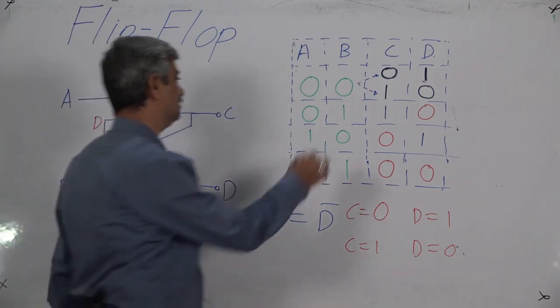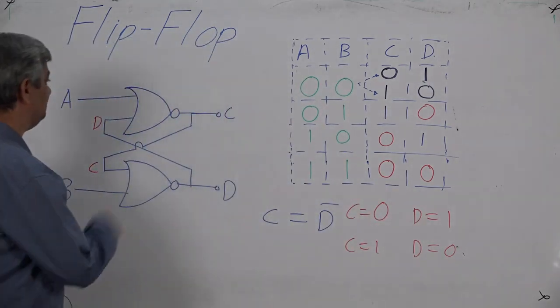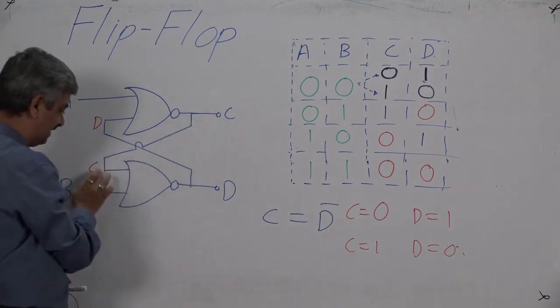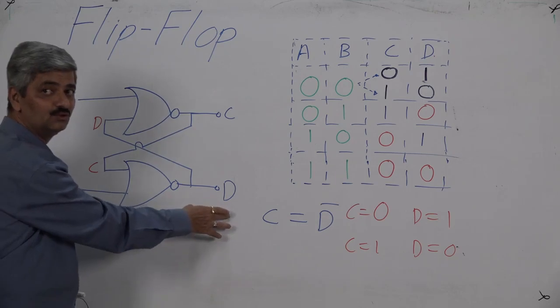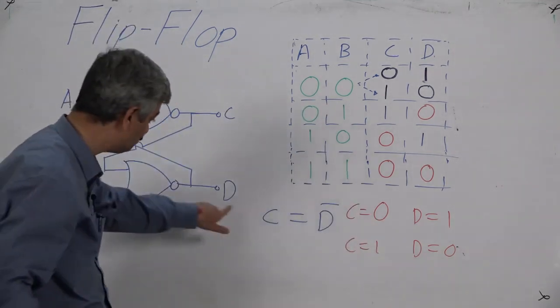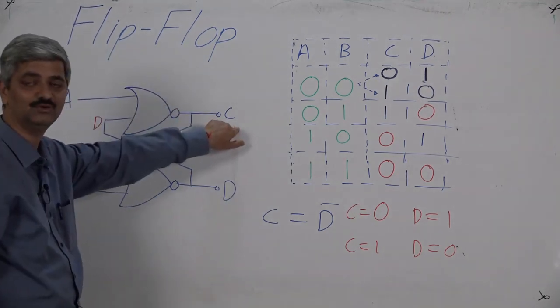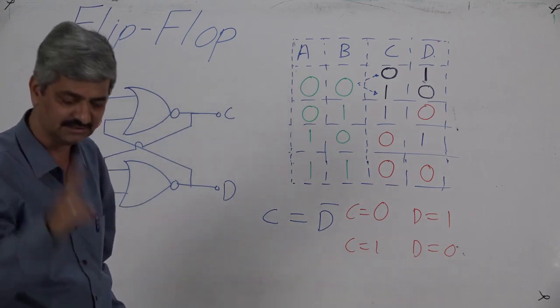If you start with 1, 0, in that case what will happen? As C is 1, this will become 1. So once one input becomes 1, the output will become 0. So if C equal to 1, that makes D equal to 0. And D equal to 0 and A equal to 0 makes C equal to 1. So these 2 are the only possibilities.